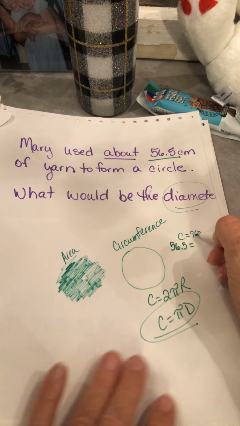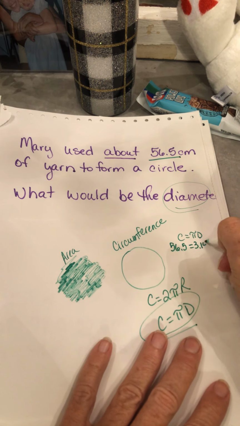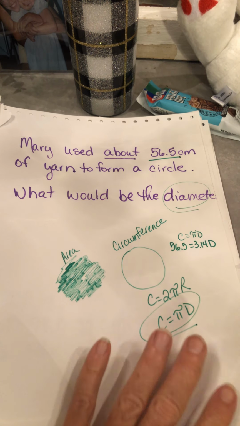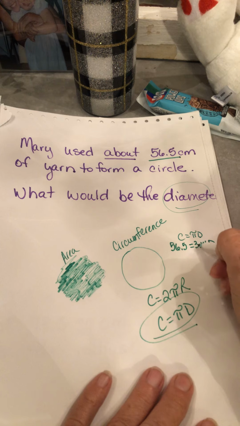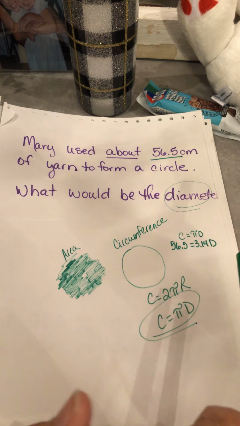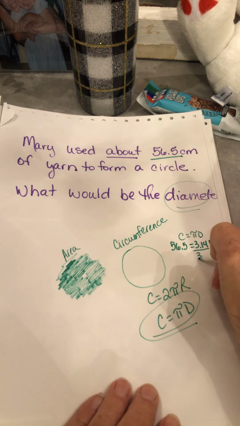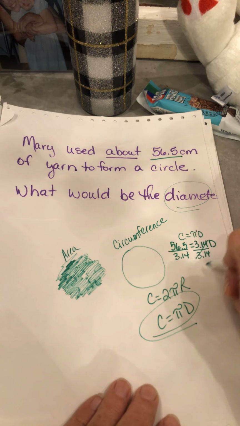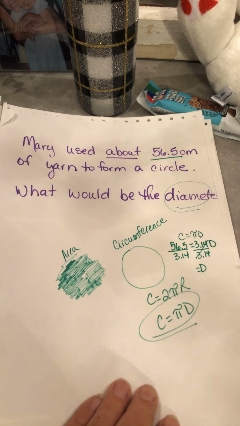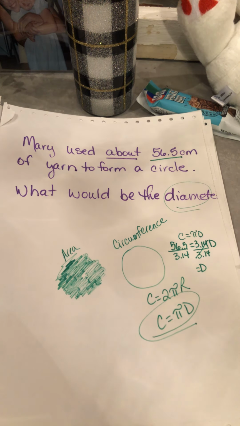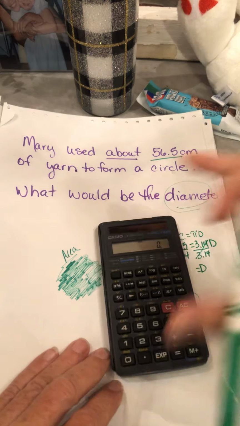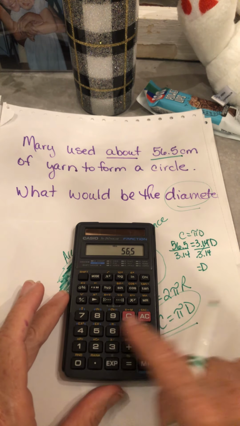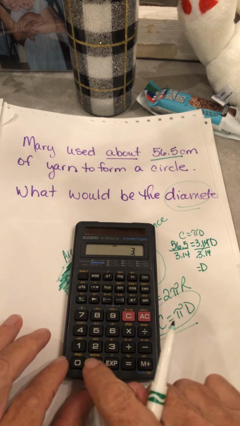Equals, well, I know pi is 3.14. Do I know my diameter? Nope, that's the whole problem. Now, I need to get the d alone. Right now it's multiplied, it's butt up against each other. So I need to divide both sides by 3.14. It goes away, because 3.14 divided by 3.14 is 1. Now I'm going to take 56.5 and divide it by 3.14.